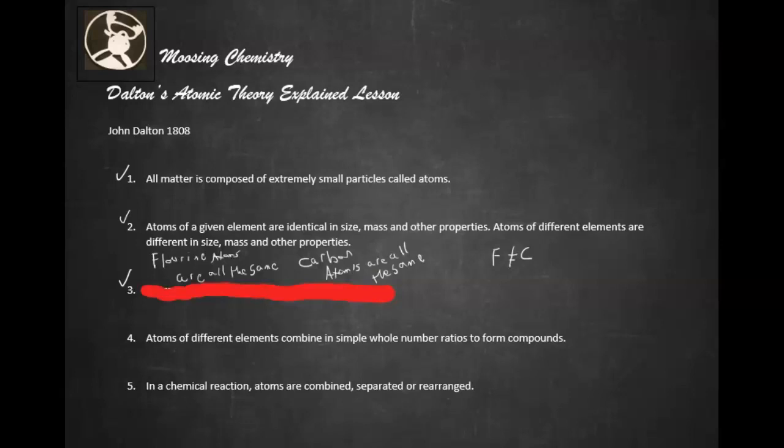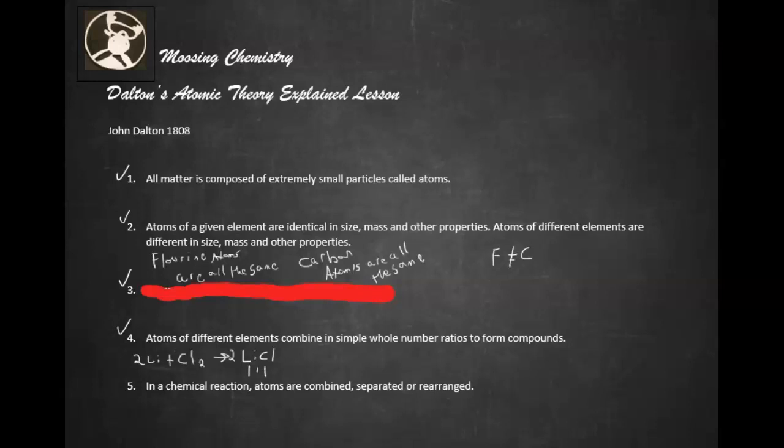All right, let's look at statement number 4. Atoms of different elements are combined in simple whole number ratios to form compounds. Okay, let's take lithium plus chlorine yields lithium chloride. So we've got to put a 2 there to balance, put a 2 there to balance. Oh, look. Whole number ratios, 2, 1, 2.